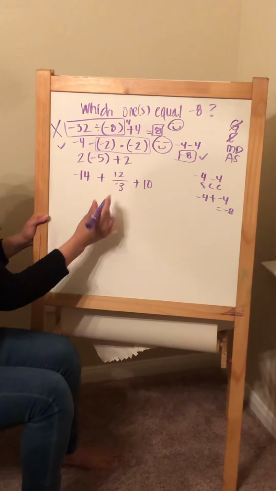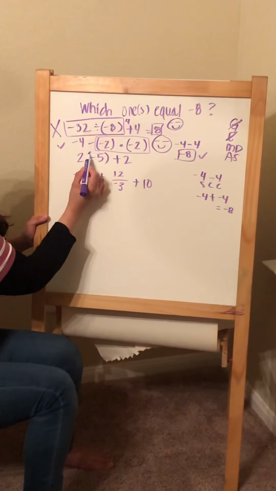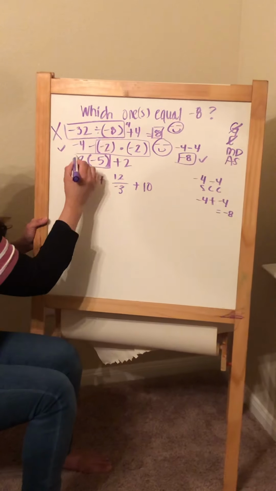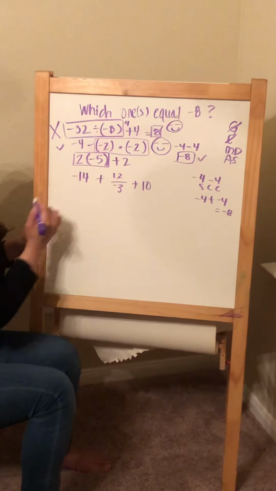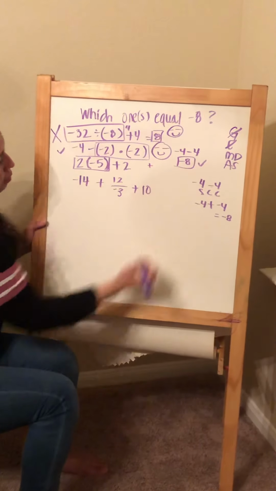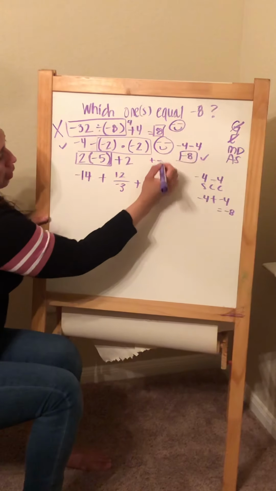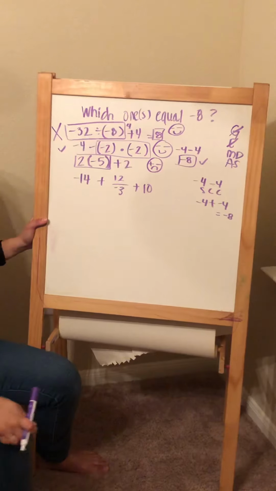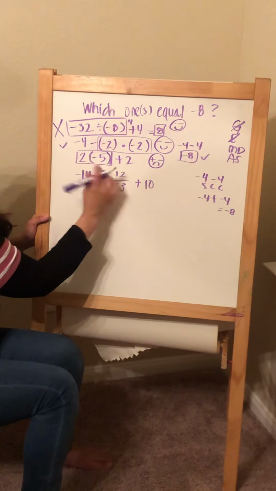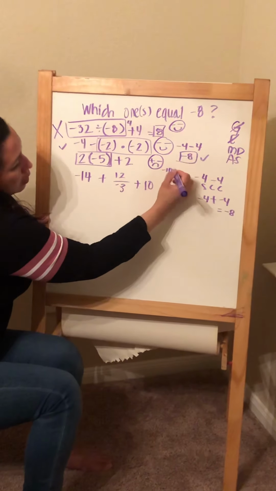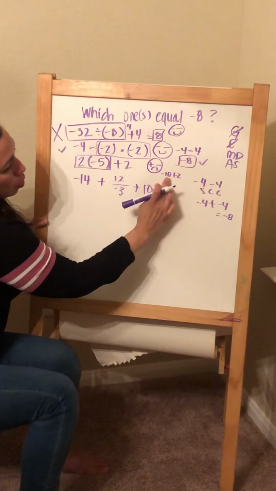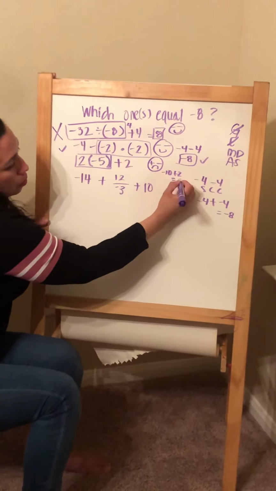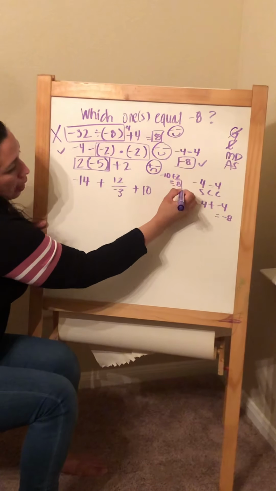Now let's do this. So when you have a parentheses next to a number, you've got to multiply. So 2 times a -5, you've got a +2 times a -5. That's a negative. -10, I'm going to rewrite it, -10 plus 2. Well, now you're getting out of debt, right? So now this is equal to -8.